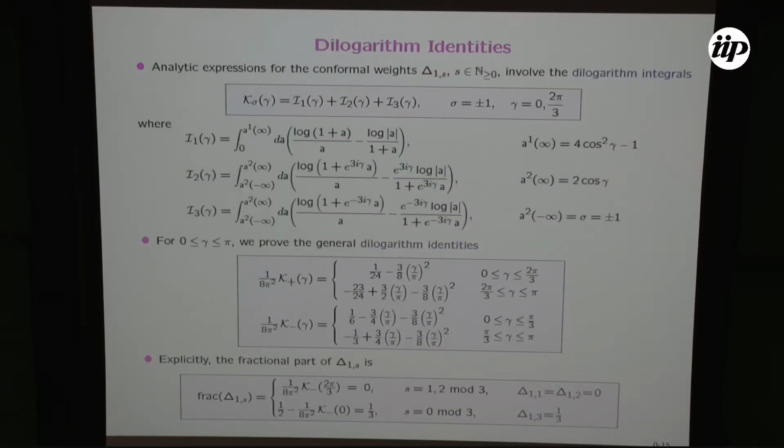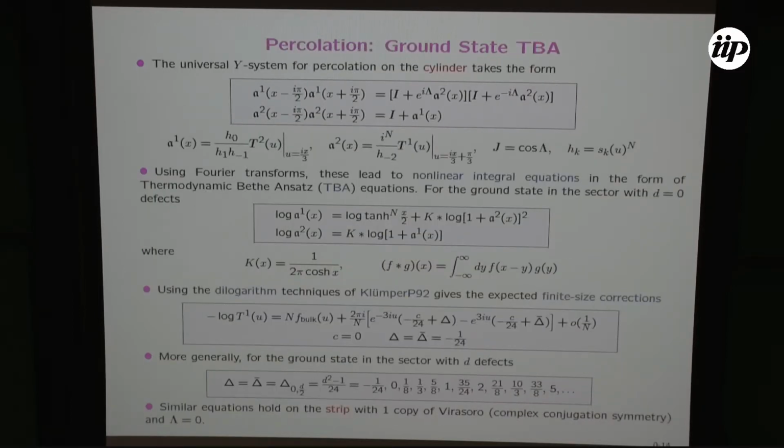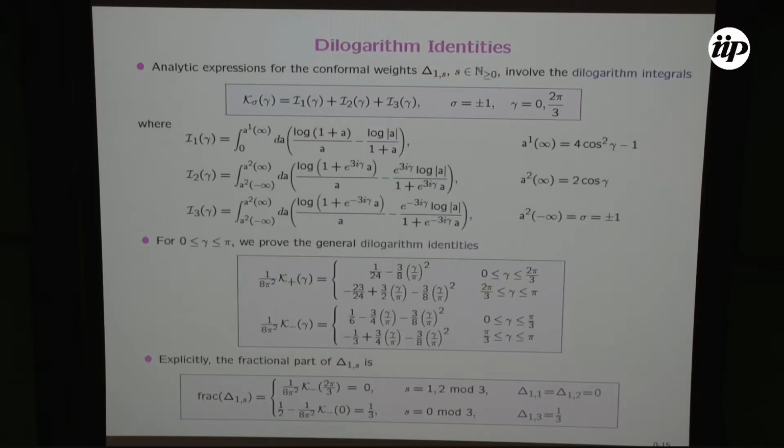Now I said we need to use some dilogarithm techniques, and so when you are solving the TBA using these techniques, you have to evaluate some dilogarithm integrals. In this case the dilogarithm integrals that enter all of this form. So sigma can be plus or minus 1, the argument gamma for percolation is 0 or 2 pi on 3, but we allow it to be arbitrary, and these three dilogarithmic integrals are entered here, and they're related to certain asymptotics of the transfer matrices in the analyticity strips.